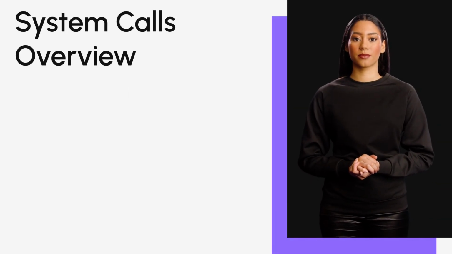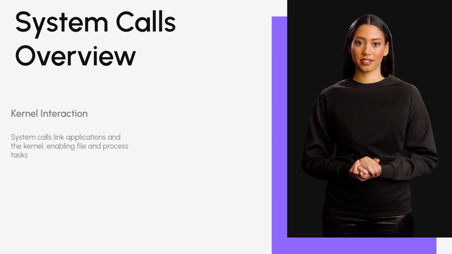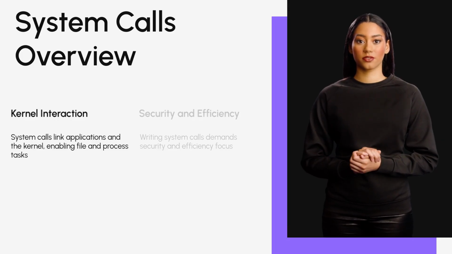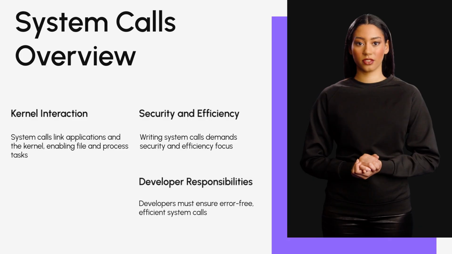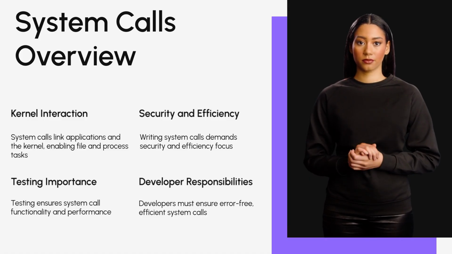System calls serve as a bridge between user-level applications and the kernel. They enable tasks such as file manipulation and process control. Writing system calls requires careful attention to security and stability. Developers must ensure that system calls are efficient and error-free. Testing is vital to verify their functionality and performance.